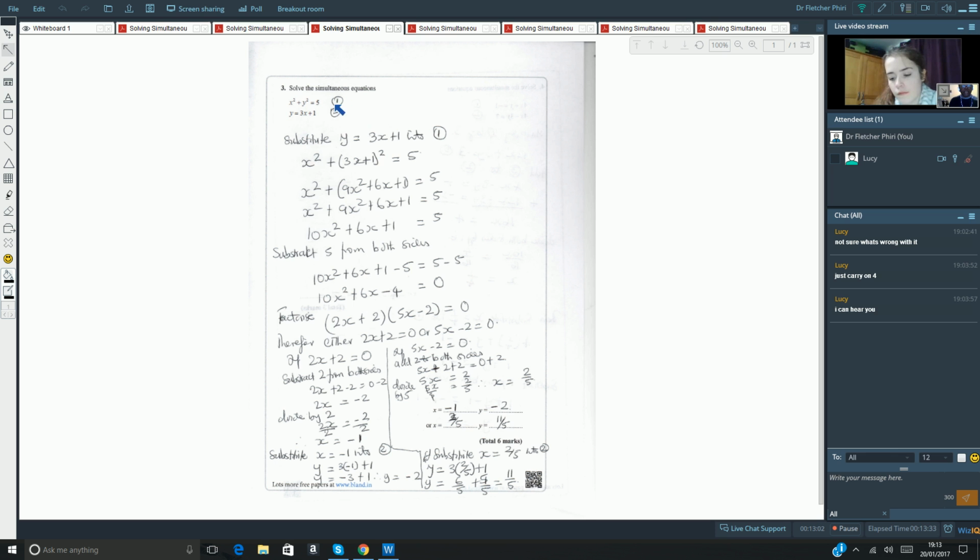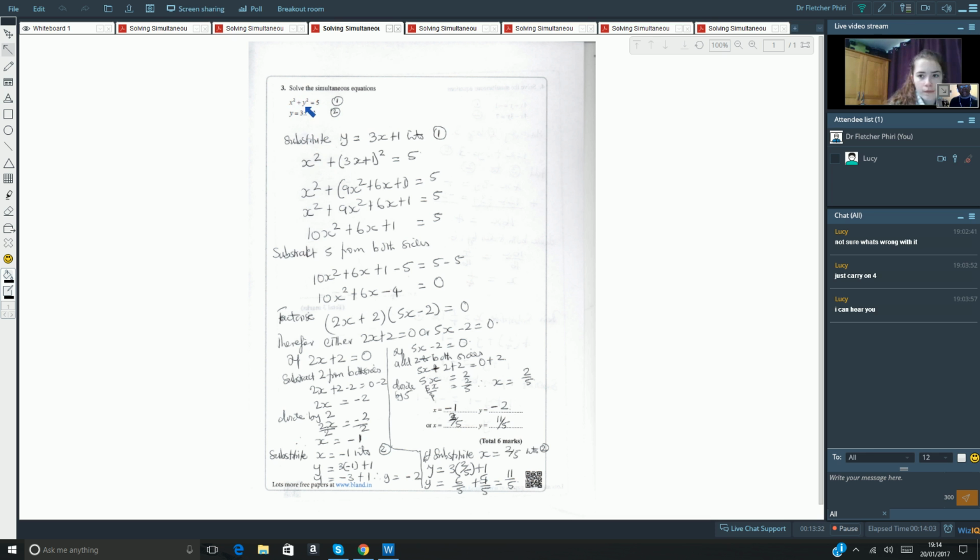Again, I'm going to label them. So I have labeled the first one as equation 1, the second one as equation 2. Now, I will always use this linear, not this which is a second degree. I will use this one to substitute into that. So I'm using the substitution method. So substitute y is equal to 3x plus 1 into equation 1. So that's what I've done here.